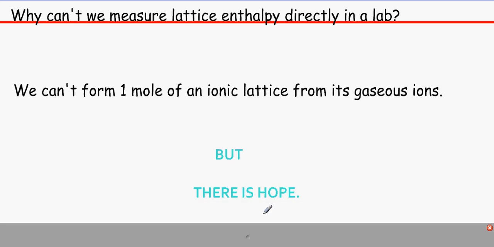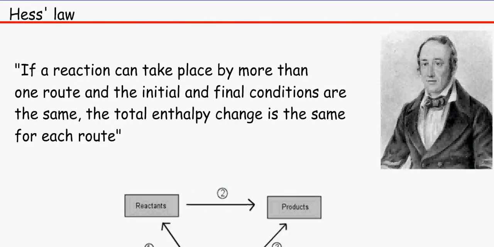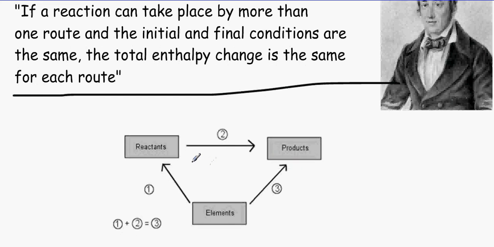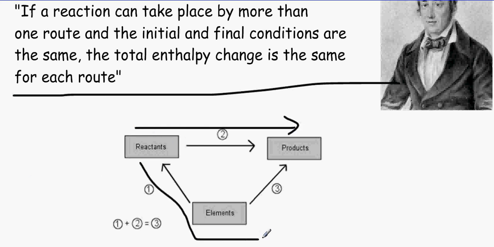But there is hope. Thanks to this young dashing lad over here, we can find a different way to measure the lattice enthalpy. This man, Hess's law, which you remember from AS chemistry, is very important for A2 chemistry as well. Hess's law states that if a reaction can take place by more than 1 route, and the initial and final conditions are the same, the total enthalpy change is the same for each route. So say for example, if we can't go directly like that, then by all means we are going to go all the way around.